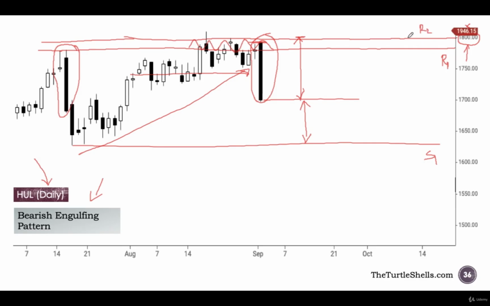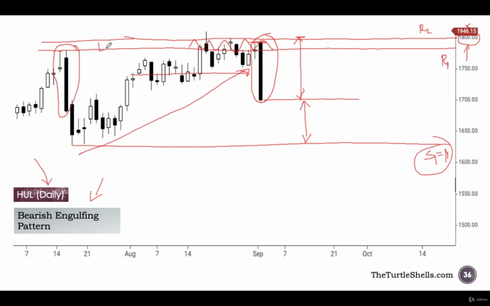So I like precise levels. I like every R1, R2, S1 I draw to have a particular number attached to it. That's the price, whatever it is. So R1 is equal to something, R2 is equal to 1800, S1 is equal to something. So I like precise numbers.